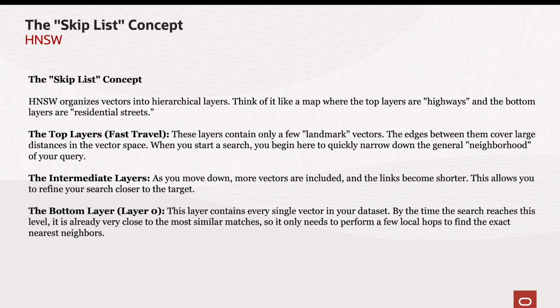HNSW indexes use a structure that's very similar to a skip list. Vectors are organized into hierarchical layers. You can think of the top layer as highways and the lower layers as residential streets. The top layers contain only a small number of landmark vectors with long-range connections. Searches start here to quickly jump into the right general neighborhood. As you move down through the intermediate layers, more vectors are included and the connections get shorter, which steadily refines the search. By the time you reach the bottom layer, which contains all vectors, the search is already very close, so it only needs a few local hops to find the nearest neighbors.